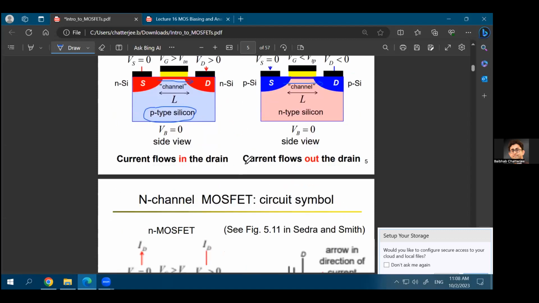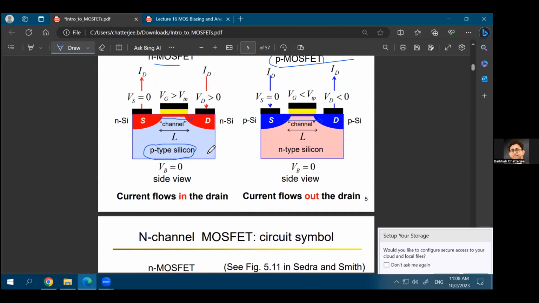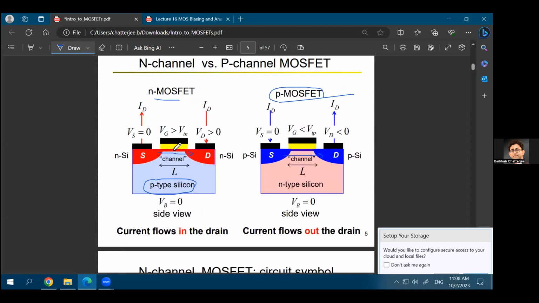Now, what is called a channel? The channel is basically the area through which the carriers are flowing from source to drain. So the channel is the region below the gate through which the carriers are flowing from source to drain.